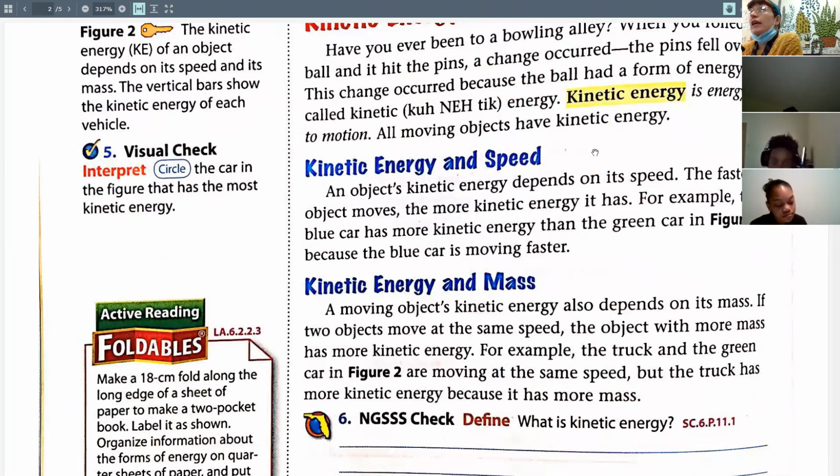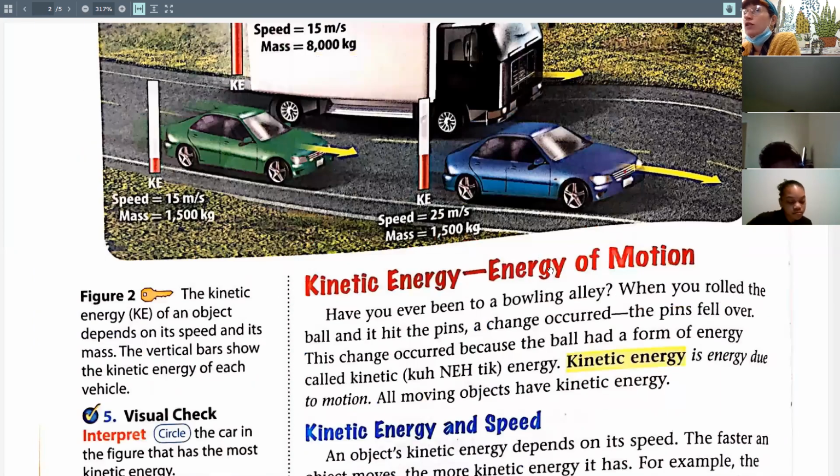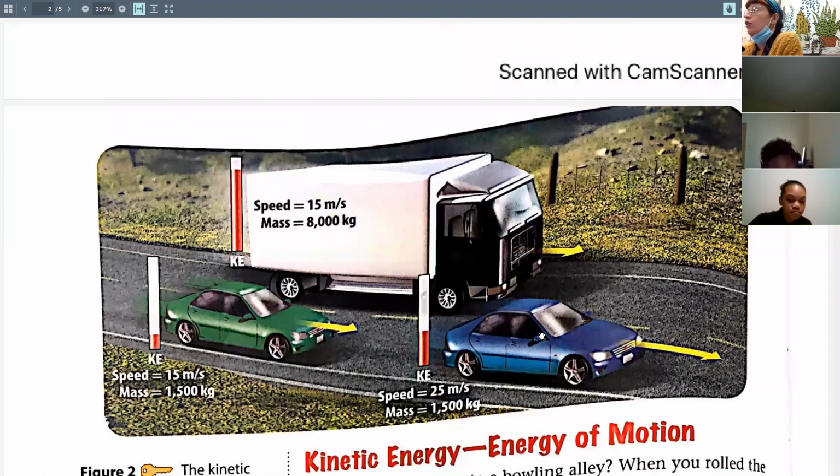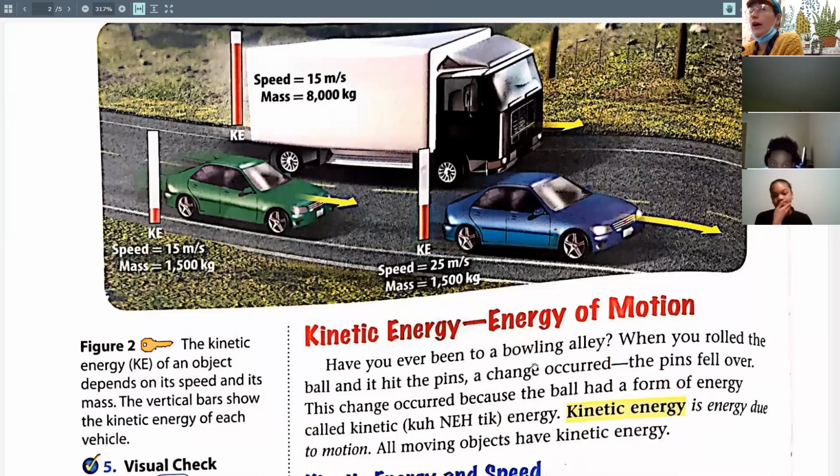Kinetic energy and speed. An object's kinetic energy depends on its speed. The faster an object moves, the more kinetic energy it has. For example, the blue car has more kinetic energy than the green car because the blue car is moving faster, which kind of makes sense. Like it requires more motion for you to move faster, right? Like if I want to run faster, I physically have to move my legs faster, don't I? Okay.